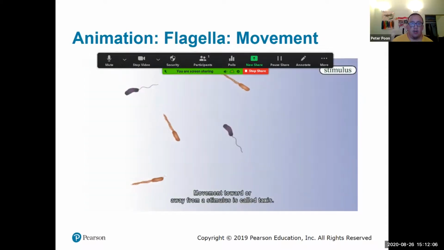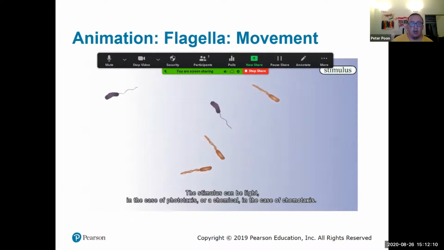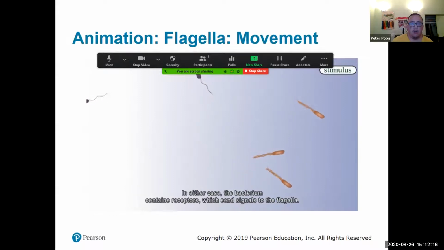Movement toward or away from a stimulus is called taxis. The stimulus can be light in the case of phototaxis or a chemical in the case of chemotaxis. In either case, the bacterium contains receptors which send signals to the flagella. In the case of positive taxis, or motion toward the stimulus, tumbles become less frequent when the cell moves toward the stimulus and more frequent when the cell moves away from the stimulus.